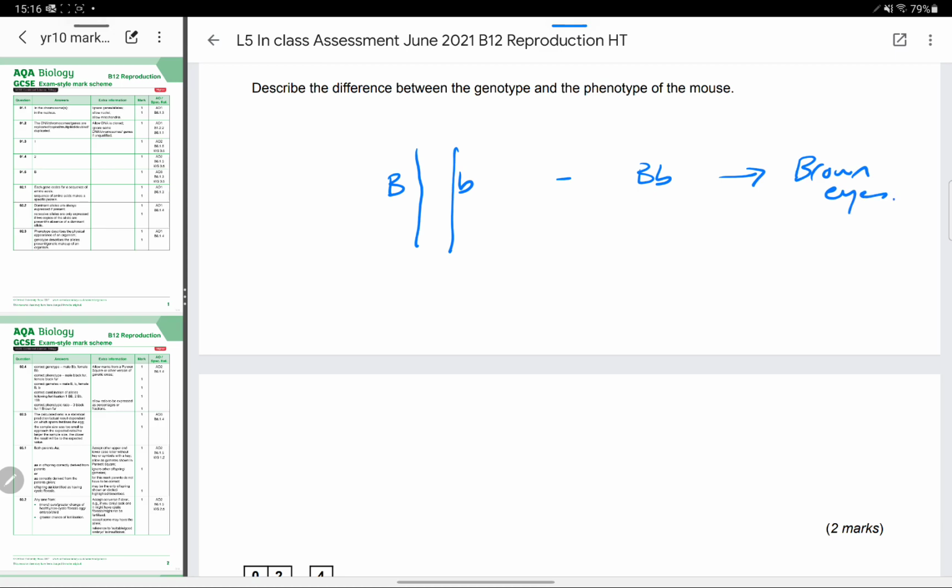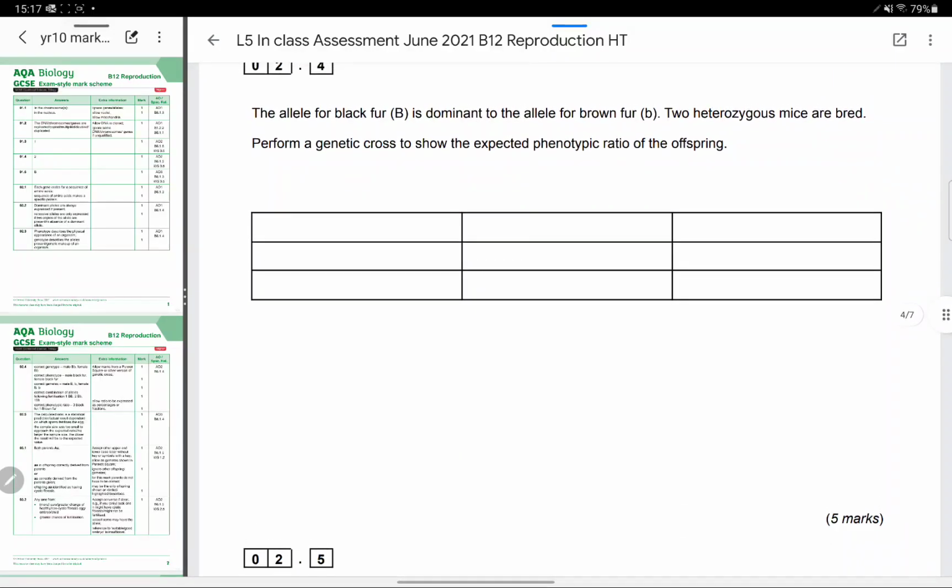Okay, so those 4 marks were for learning definitions. Okay, and that's knowledge and hard work.